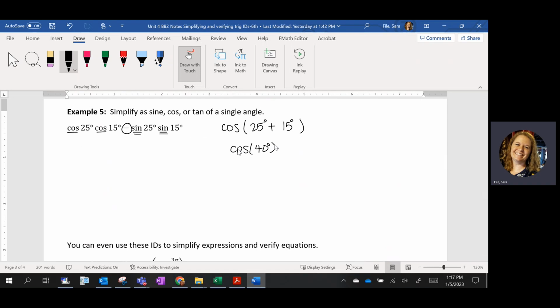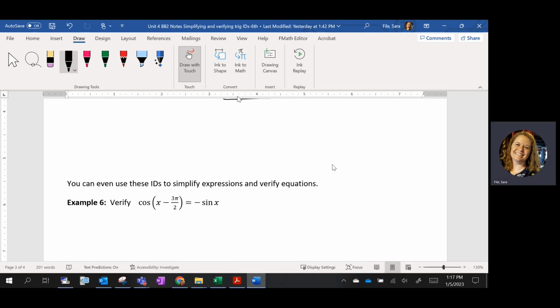And that's it. So that was a lot easier. That one was just asking us to simplify using the identity. Now, if this angle had simplified to one of the special angles that we know, like 30 or 45 or 60 or 90, we would go ahead and evaluate it and give the answer. But we don't know cosine of 40 off the top of our head, so we'll just stop there.